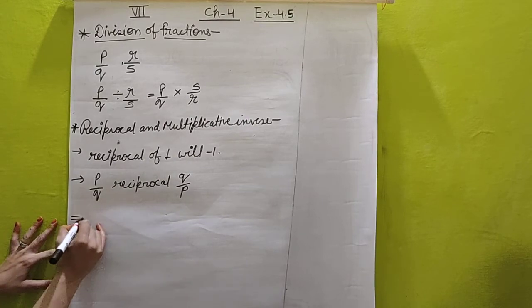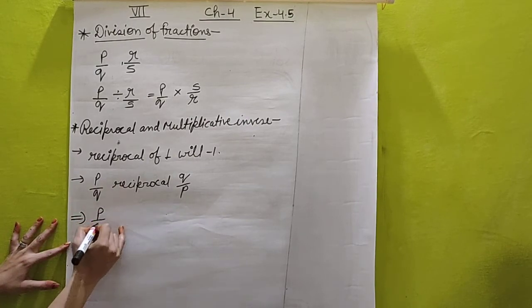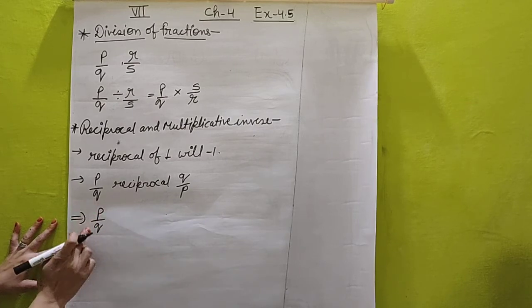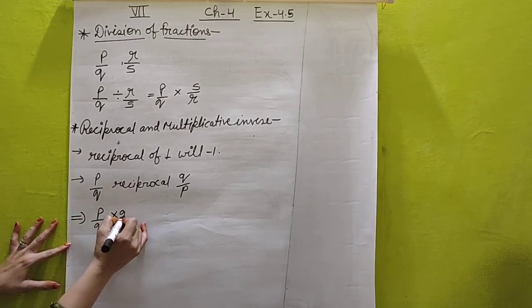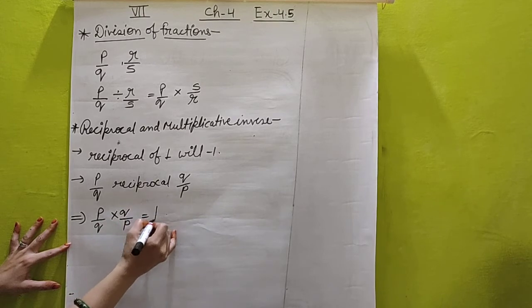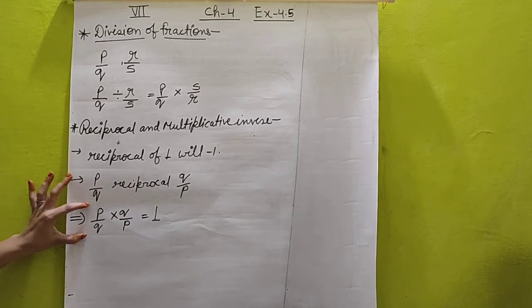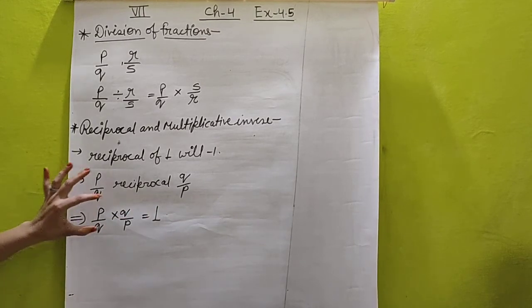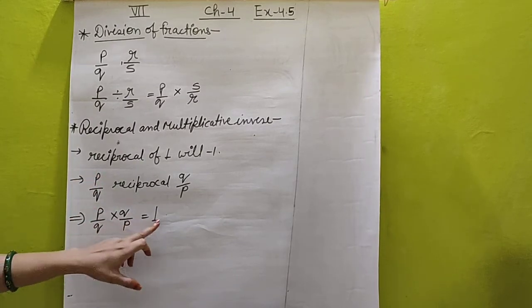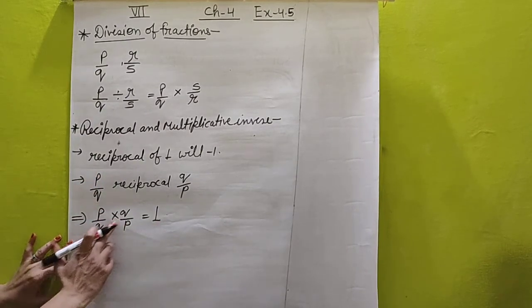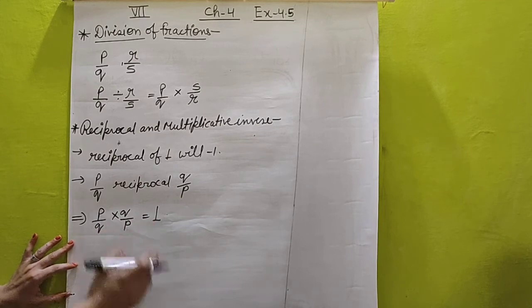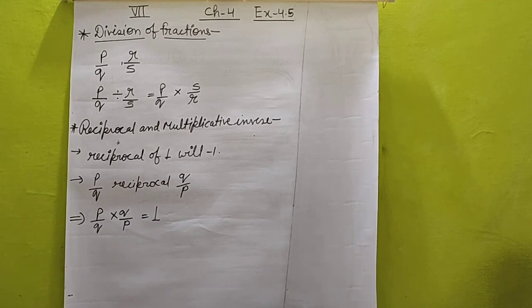Now one more important thing students: the product of a rational number and its reciprocal will always be 1, because we can cut Q by Q and P by P, then 1 will come. Now students, exercise 4.5 question number 1.